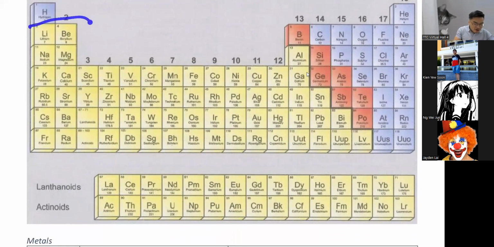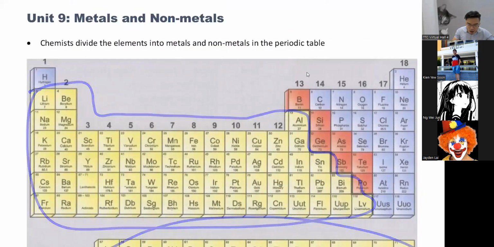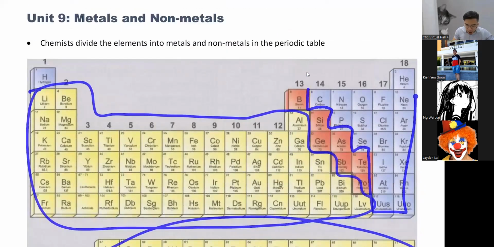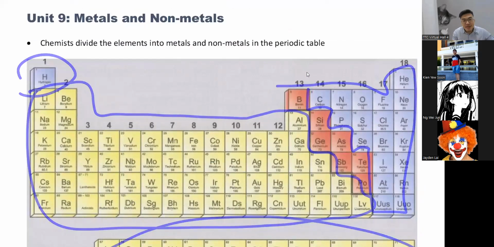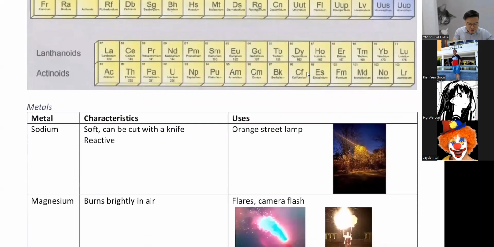So the yellow part is metal, and the blue here is non-metal. This red color, don't bother, it's not your job, but I'll let you know the red color one is called semi-metal. I think I told you this, right? We mentioned this last chapter. Semi-metal, that's your half metal. So you only need to know where the metal and non-metal are.